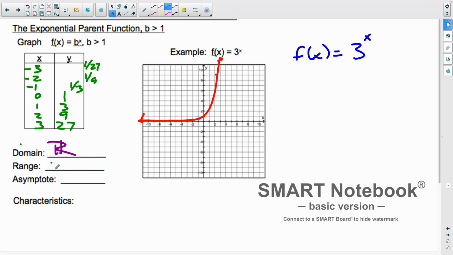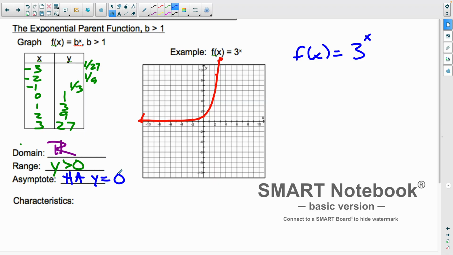Y is greater than 0. That's correct. Y is greater than 0. And if you notice here, it's leveling off. So it does have an asymptote here. It's an asymptotic graph. What kind of asymptote does it have? Horizontal asymptote, and it is at 0. Okay? Got a horizontal asymptote at 0.